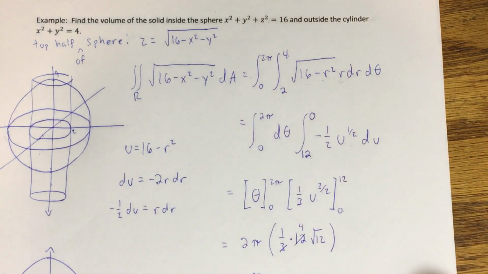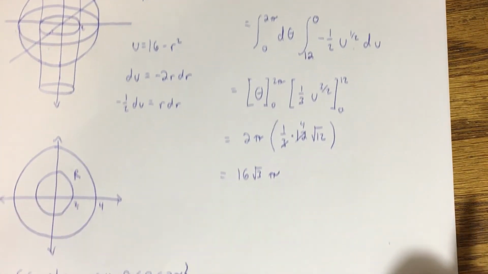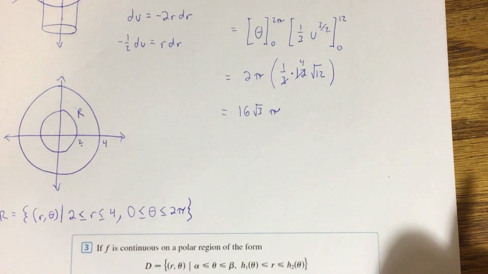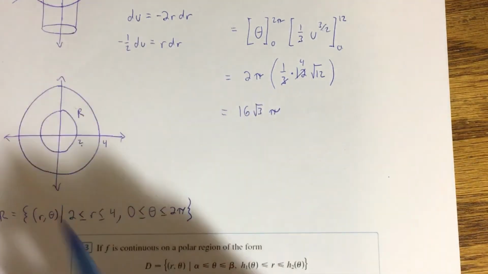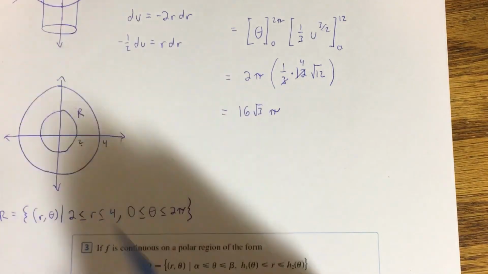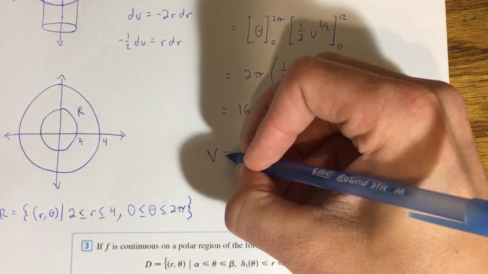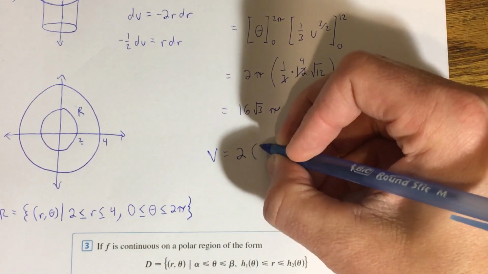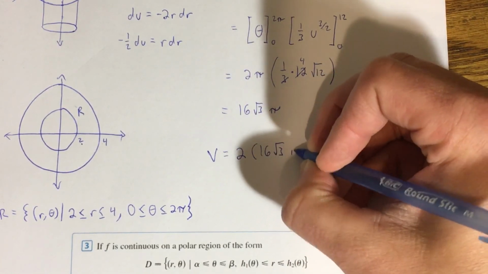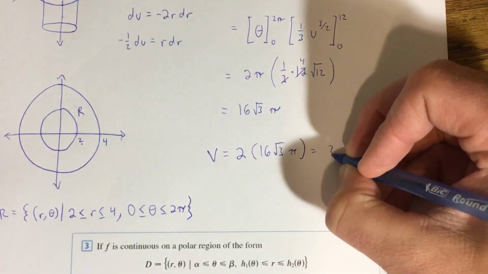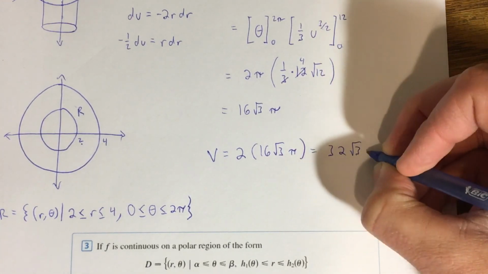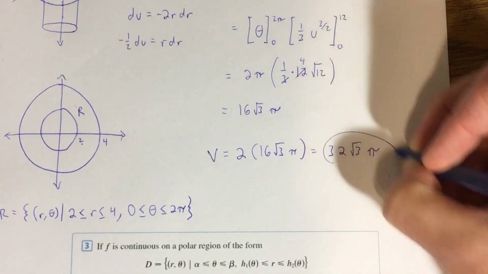Okay, now remember that's not actually the answer. It's not our volume because we need to double that to get the volume of the entire solid that we're talking about. This is just the top half. So my volume is twice that, 2 times 16 root 3 pi, or 32 root 3 pi. That's it.